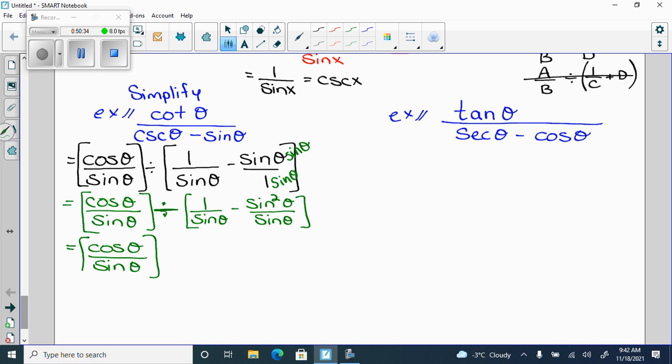Still not flipping anything because I still don't have full fractions, do I? Nope. Keep going until the square brackets are full. So I get 1 minus sine squared theta over sine theta. Holy smokes, Batman. I now have a full fraction divided by a full fraction.